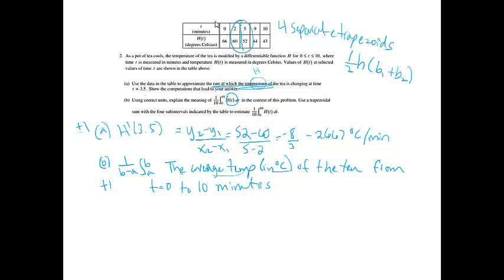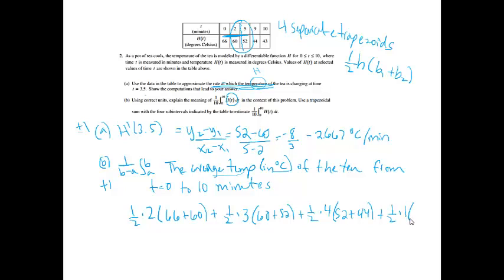For my first interval, I'm going to have 1/2. The height of this trapezoid is just the distance between these first two, which is 2, and the bases are going to be 66 plus 60. Then plus 1/2: this next interval goes from 2 to 5, so its height will be 3, and the sum of its bases will be 60 plus 52. Then plus 1/2: the height on this next one from 5 to 9 will be 4, and the sum of its bases will be 52 plus 44. And then the last one will have 1/2, the height will be 1, and the sum of its bases will be 44 plus 43.